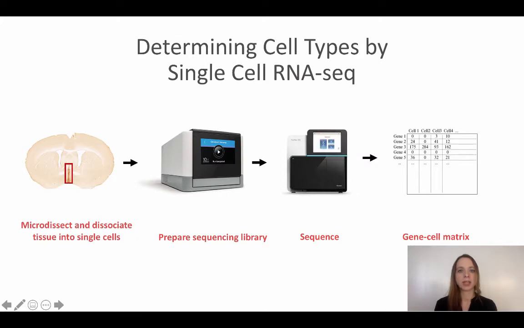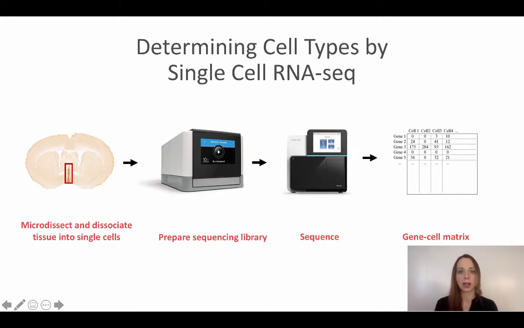Let me first tell you how we find the cell cohorts present in the brain region of interest. The technology that allows us to do this is called single-cell RNA sequencing, which enables us to profile all the genes that are expressed in each cell in a particular brain center. And briefly, it works like that.